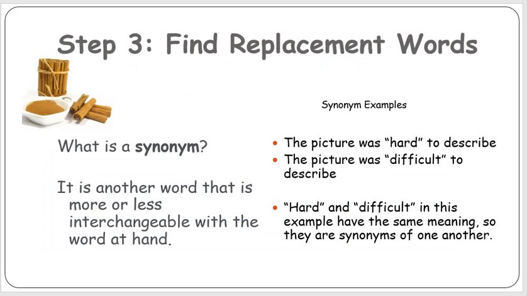Step 3. Find the replacement words. We're usually going to use a synonym, not cinnamon, like you put on toast, synonym. What is a synonym? It's another word that is more or less interchangeable with the word at hand. So here are some synonym examples. The picture was hard to describe. The picture was difficult to describe. Hard and difficult in this example have the same meaning, so they are synonyms of one another.